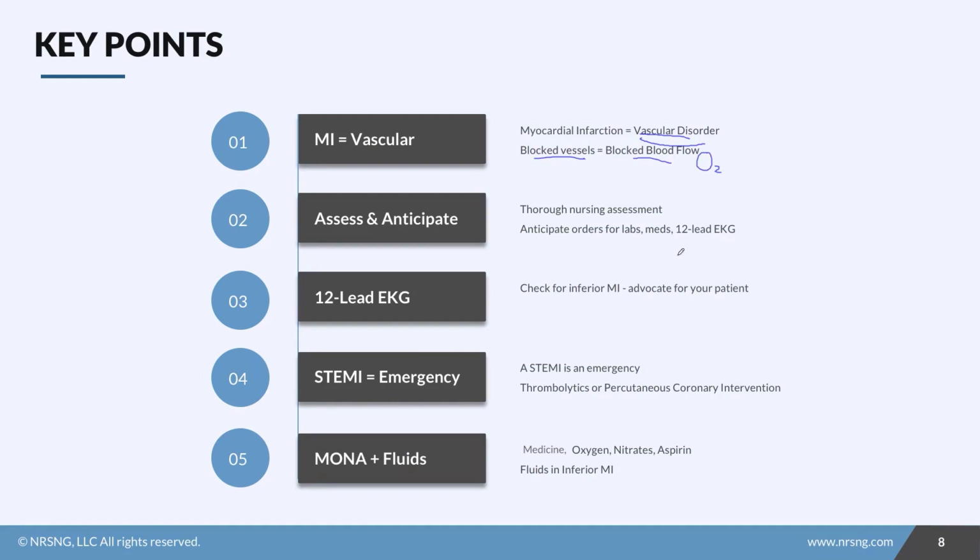Second, when you have a patient with chest pain, do a thorough nursing assessment and do this immediately, and anticipate ordering labs, which would be your cardiac enzymes, meds, and getting a 12 lead EKG done quickly. Then possibly you might be taking them to the cath lab. Third, check your 12 lead for an inferior MI and advocate for your patient to receive fluids instead of morphine and nitrates. It's important for you to remember that.